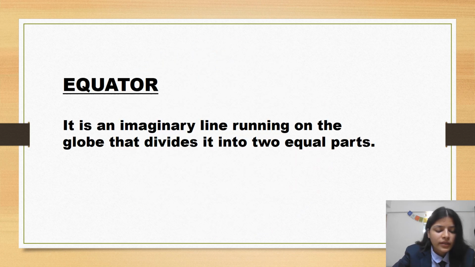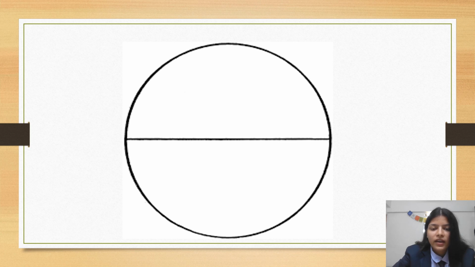Now, there is another imaginary line running on the globe that divides the Earth into two equal halves, which is known as the equator. So the definition of the equator will be: it is an imaginary line running on the globe that divides it into two equal parts. Like here you see that in a circle, the diameter of the circle divides it into two equal halves. Similarly, the equator divides the earth into two equal halves.